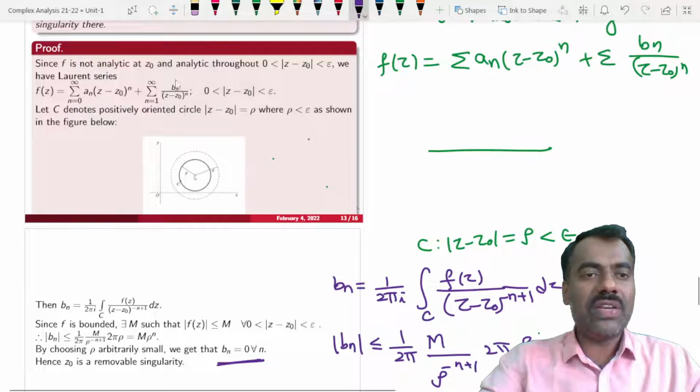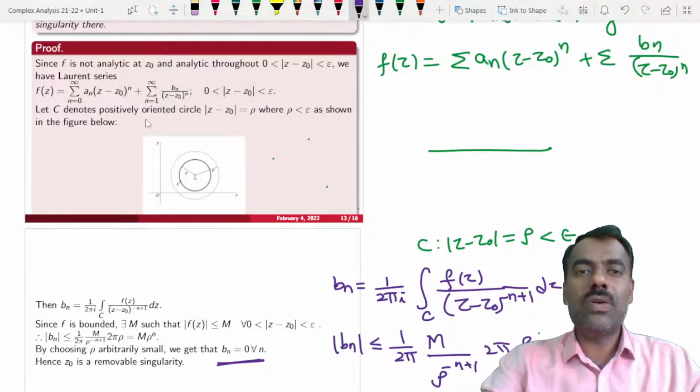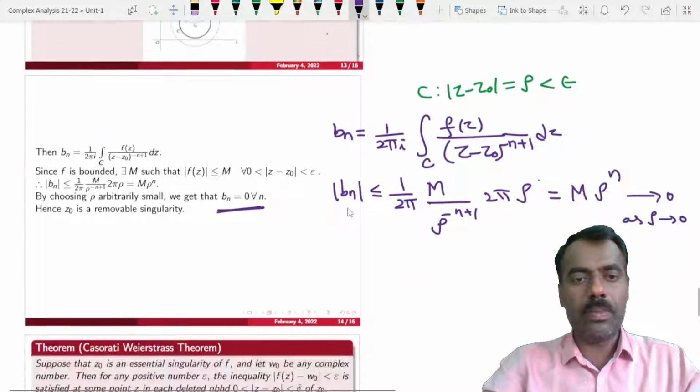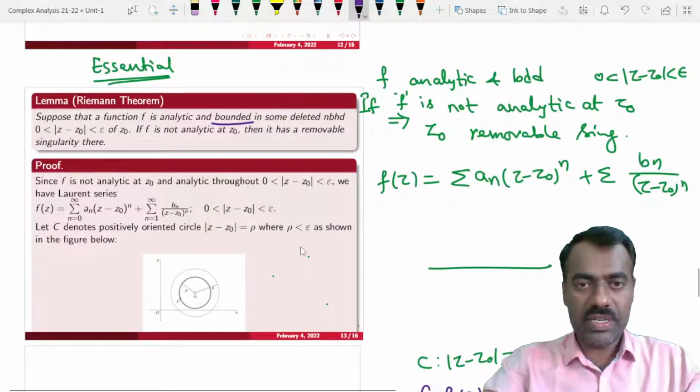That means we have taken a Laurent series expansion and we have shown that the Bn's are equal to 0. That means there is no principal part. Hence, that singular point is a removable singular point. This result is due to Riemann.